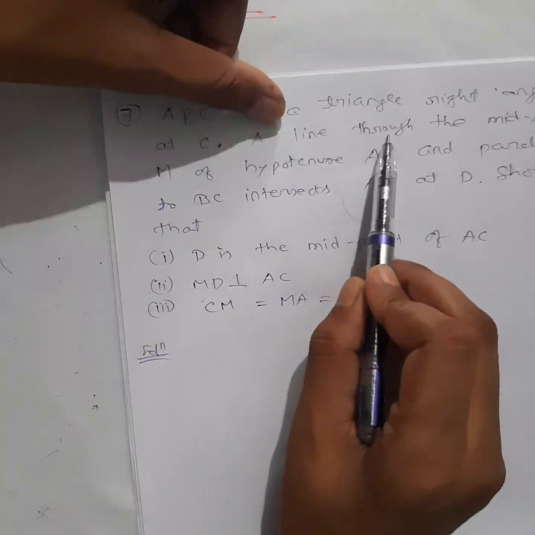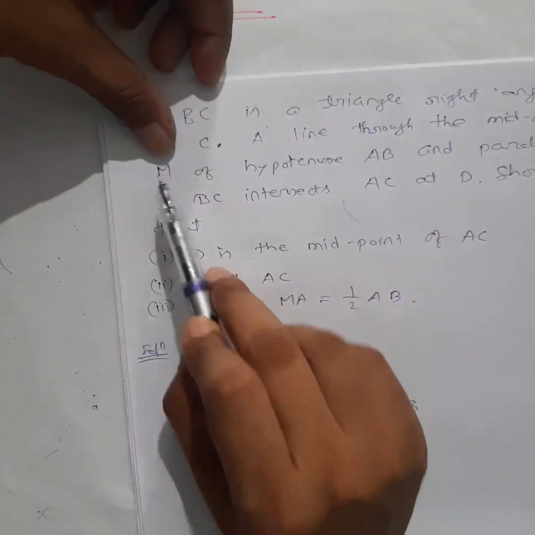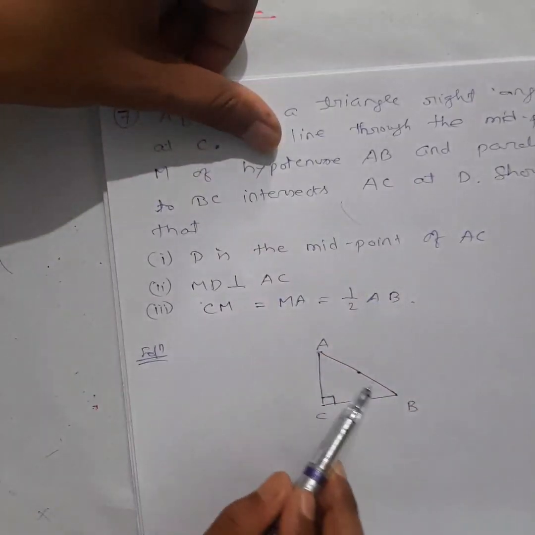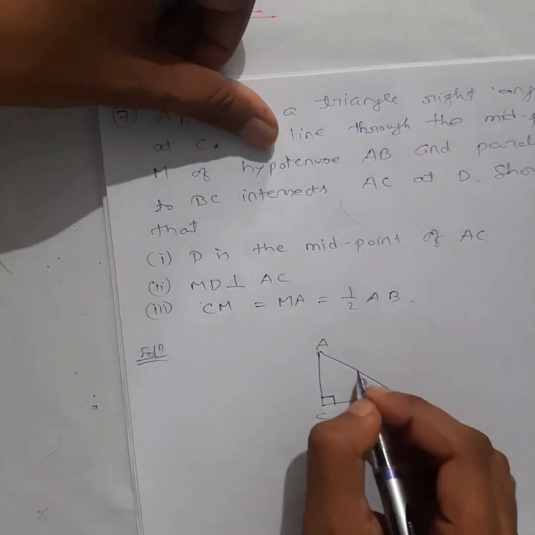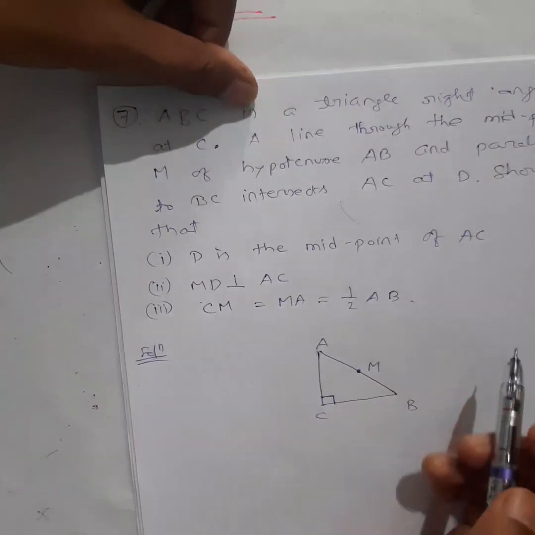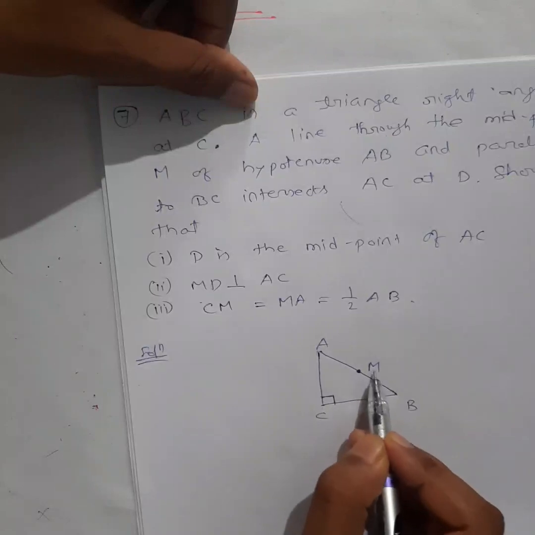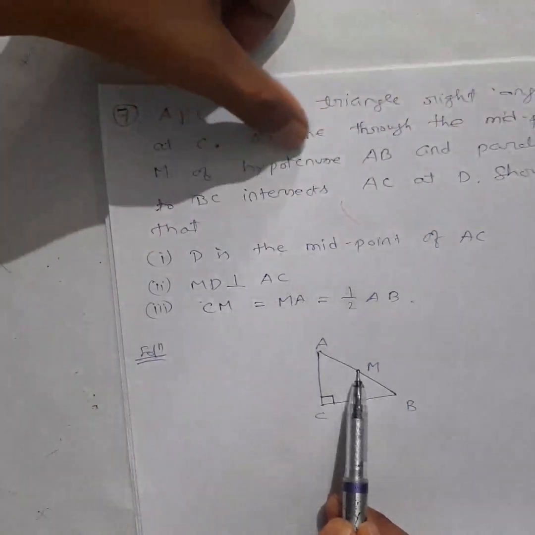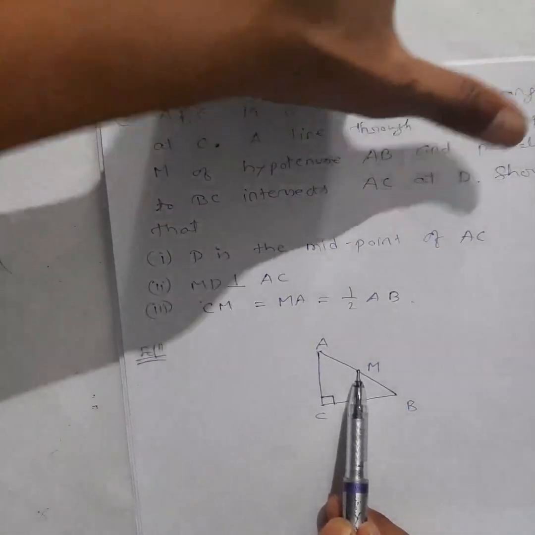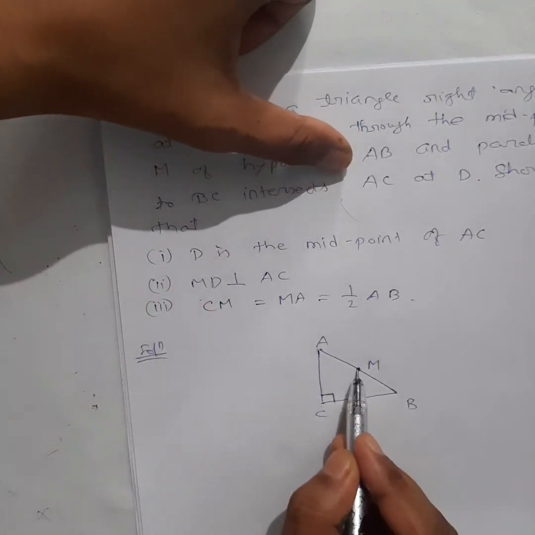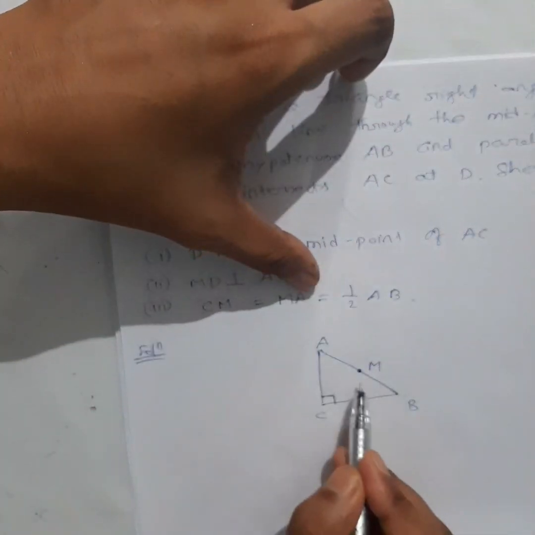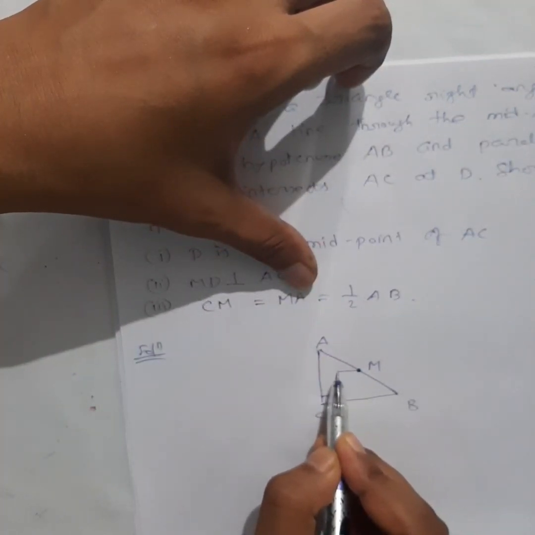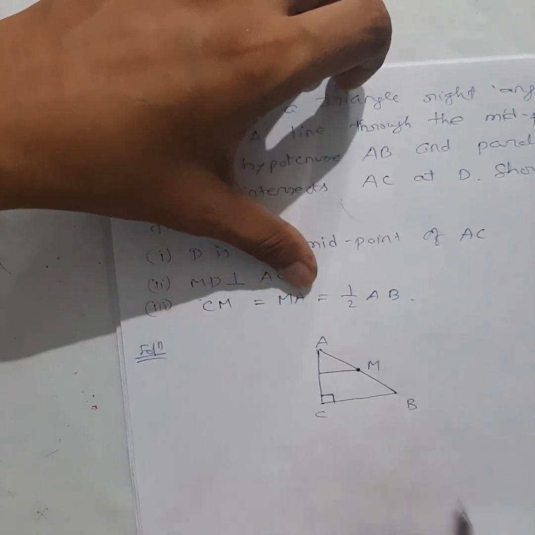See here, a line through the midpoint M. So there is a midpoint M of hypotenuse AB. AB is this one, the hypotenuse, right? And midpoint M is here. This is the midpoint of AB, and name it M. They have said a line through the midpoint of hypotenuse AB and parallel to BC. So we have to draw a line from the midpoint of AB parallel to BC. This is your BC. Parallel to BC, it will come like this.